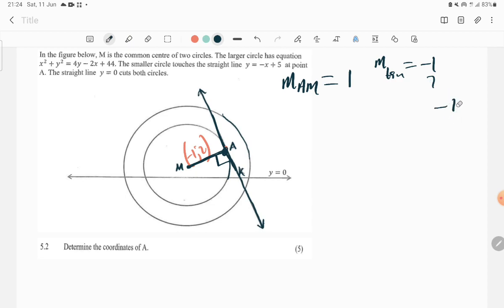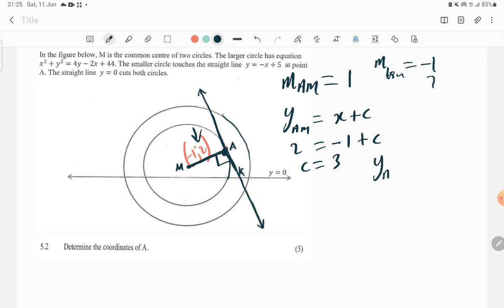Perpendicularity theorem. Now, after having the gradient of AM, we are looking for the equation of AM itself. Therefore it's going to be 1x plus c. Remember that we have the coordinates of M that we are going to use: in the place of y, we put the y coordinate, and in the place of x, we put the x coordinate, plus c. Then our c becomes just 3. That makes the equation of AM just x plus 3.